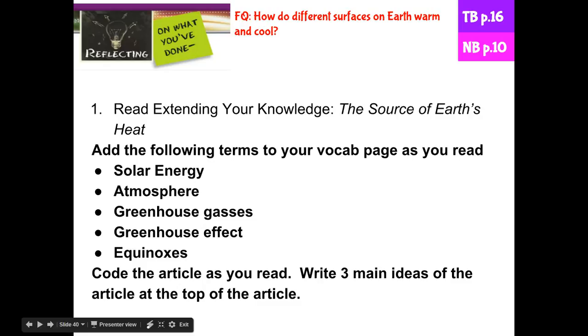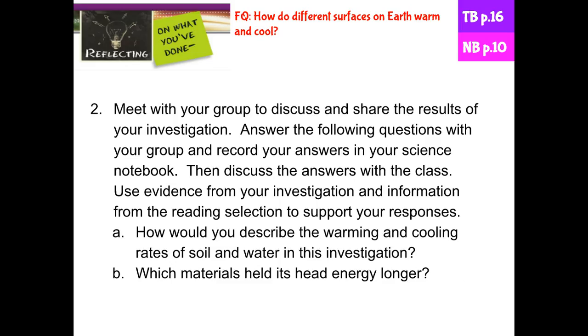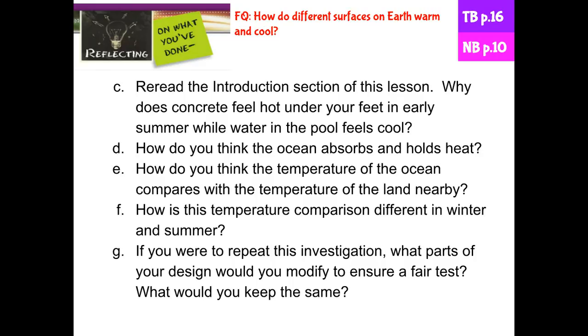Today for your reflection, you're going to be reading Extending Your Knowledge, the Source of Earth's Heat. You're going to add these terms to your vocab page: solar energy, atmosphere, greenhouse gases, greenhouse effect, and equinoxes. And as you read the article, you should code it. Then you're going to meet with your group and discuss these questions 2A through 2G.